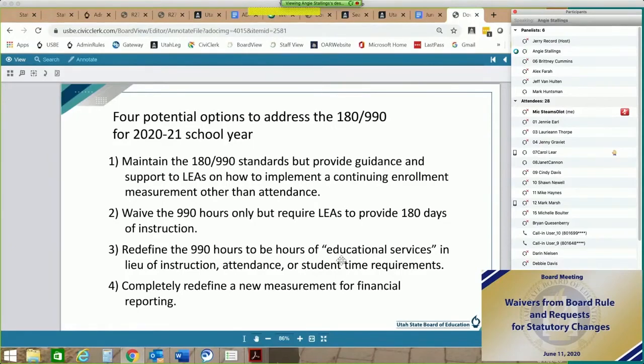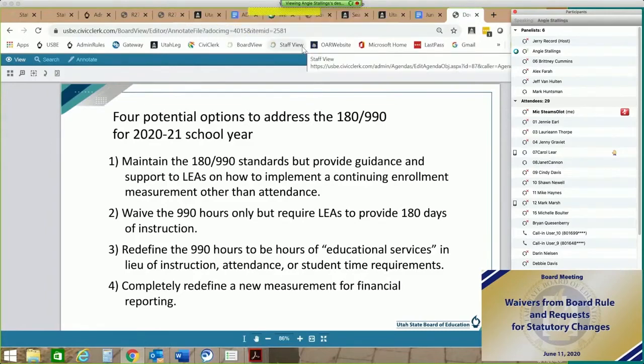You'll remember that we made mention of that in 419 in the waiver that we had for the time period between March 16th and July 1. We still had an expectation of them providing educational services through the end of their regular calendar year, even if that meant that they weren't doing traditional instruction. And we would bring that to you in the form of a rule. And then last might be completely redefining a new measurement for financial reporting and measuring student engagement in schools.